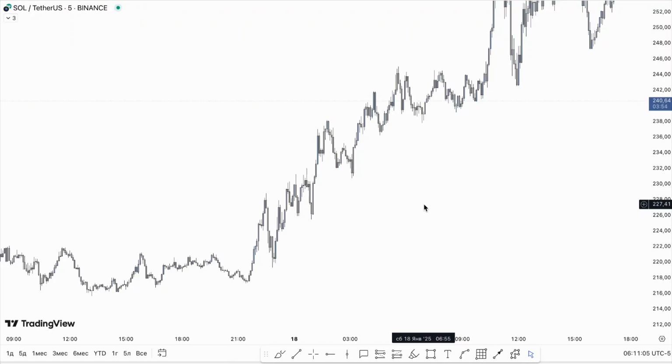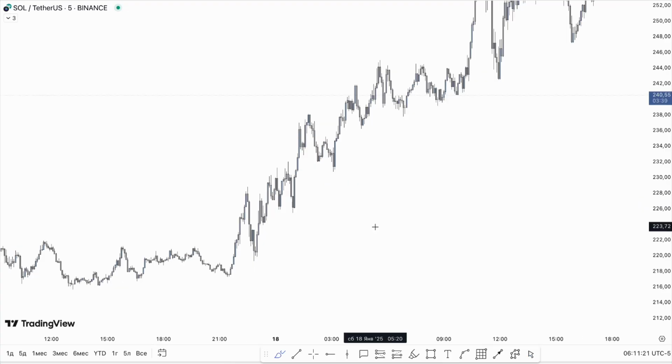Today you will learn how to use inducement on the chart, what it is and what it is needed for, because a lot of people get into this trap. So what is inducement? This is a market incentive, that is, when the price incites you to open a deal in the wrong direction.